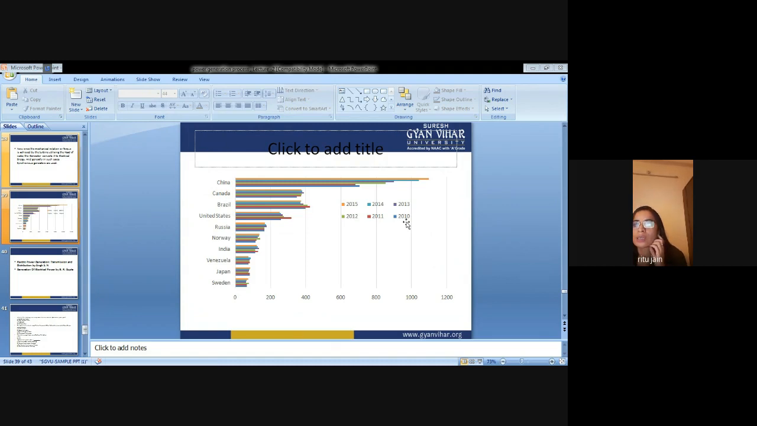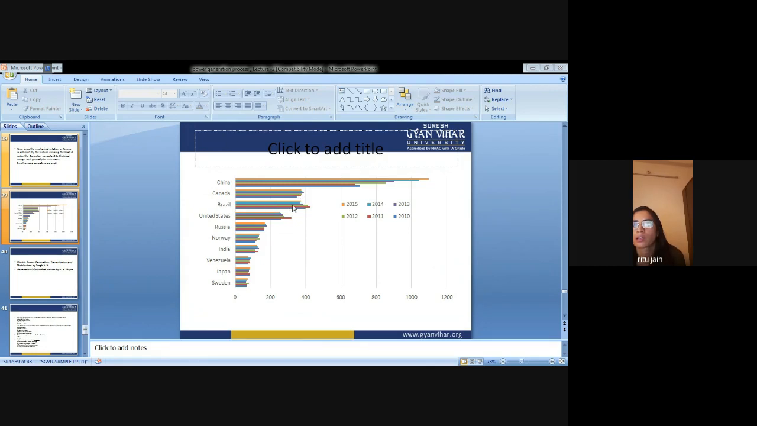So you can easily see that the generation of electricity from hydropower plants is increasing day by day. In this country, the highest generation of hydropower was in 2015. In Canada, it is almost constant.